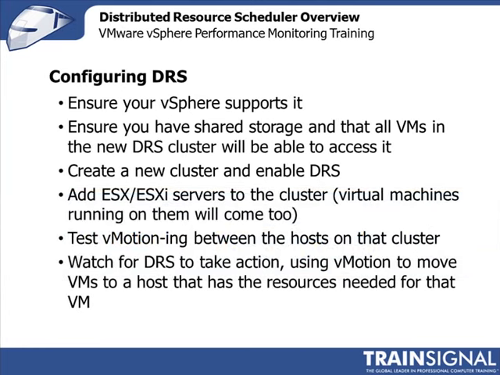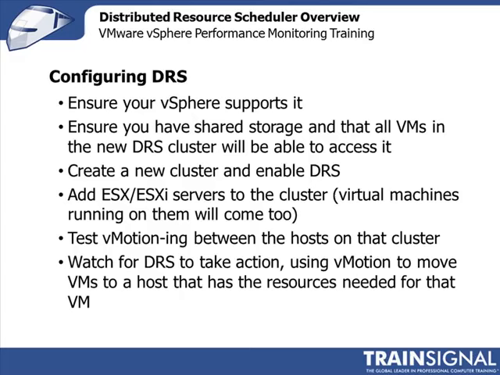Now let's move on to configuring DRS. Before you do that, you need to make sure that your version of vSphere supports it. That would be either vSphere Enterprise or Enterprise Plus. You need to ensure that you have shared storage so that all virtual machines can be stored on that shared storage and all ESX and ESXi servers can access the shared storage. That way, DRS can use vMotion to move virtual machines from one ESX host to another.